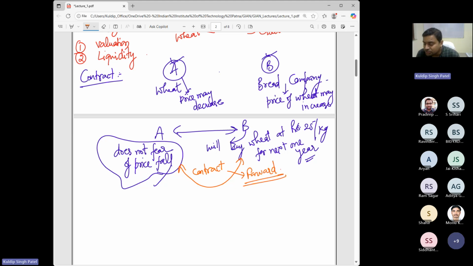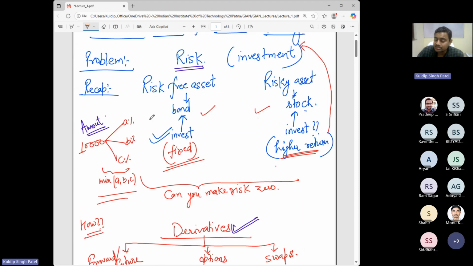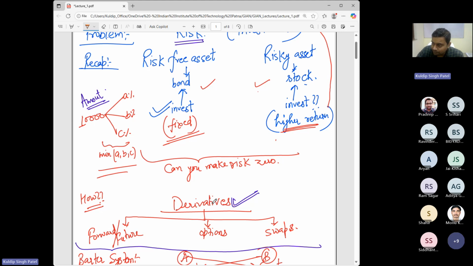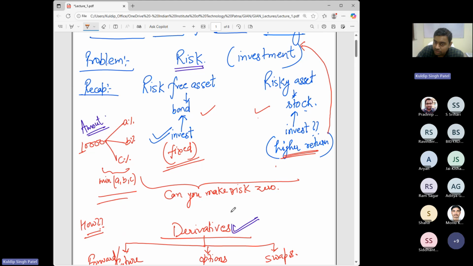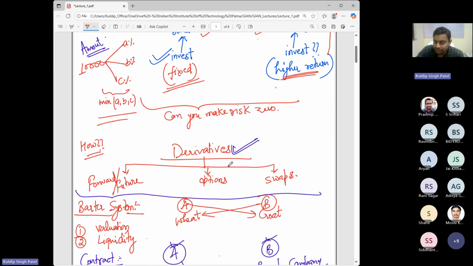Our question is still not answered: how can we minimize the risk? Please be clear, we have not answered this. But yes, I said that derivatives are going to help us to reduce the risk. Agree? This is our claim. So in that context, we are first trying to understand the derivatives, and then we will see how derivatives are helping us to minimize the risk. I hope the problem statement is crystal clear to everyone.